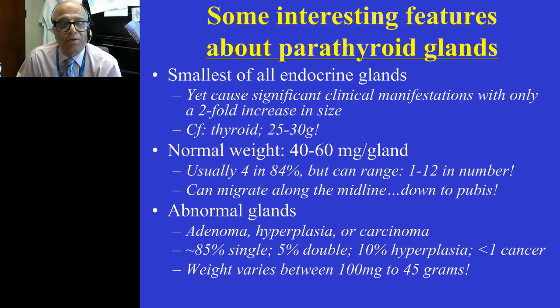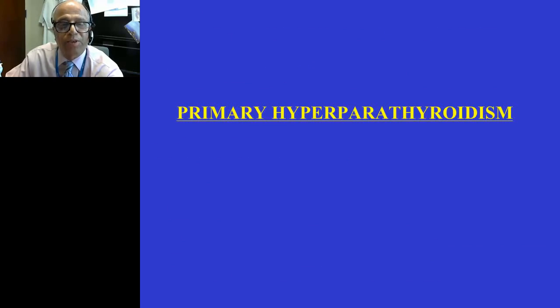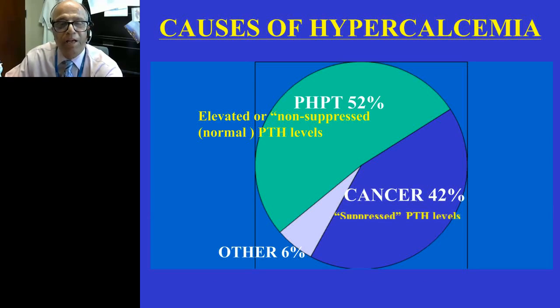Abnormal glands could be adenomas, hyperplasias, or carcinomas. 85% are single adenomas, 5% are double adenomas, 10% are hyperplastic, and less than 1% are cancer. Weight varies from 100 milligrams in an adenoma to almost 45 grams, which is probably the world record so far as I know. Primary hyperparathyroidism is the most common cause of hypercalcemia.